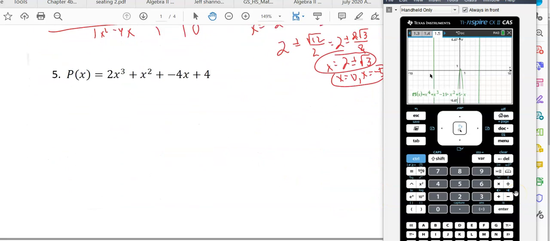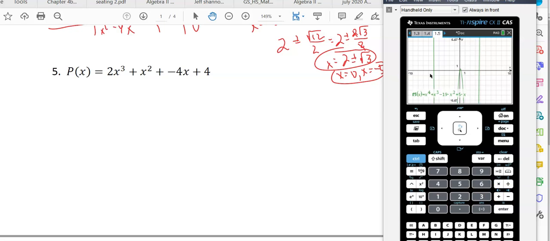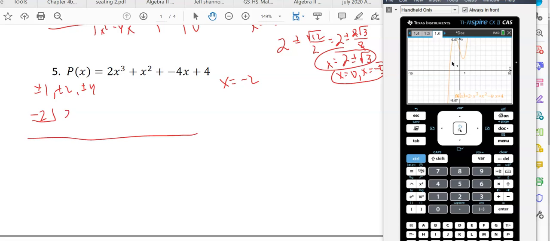Okay, let's try this next one. So possible solutions 1, 2, and 4. It does look like when you graph it over here on the right, it has a solution at negative 2. So I'm going to take that out. So negative 2 goes in the box. 2, 1, negative 4, 4.